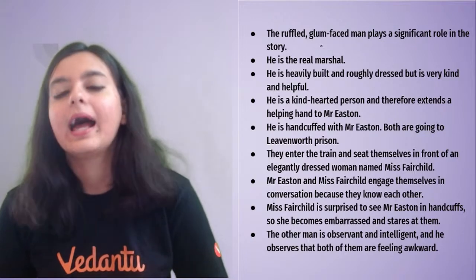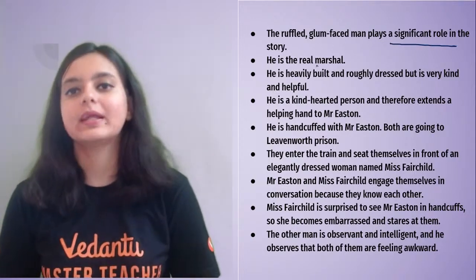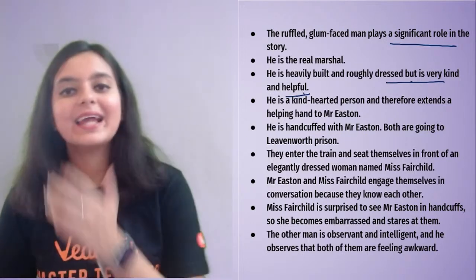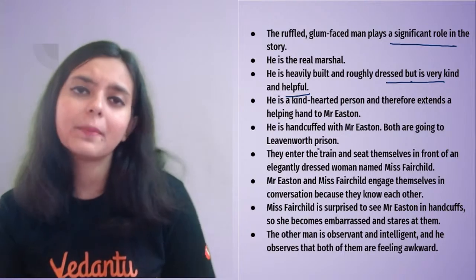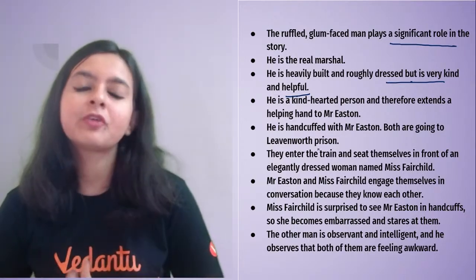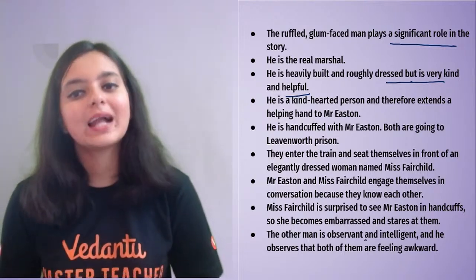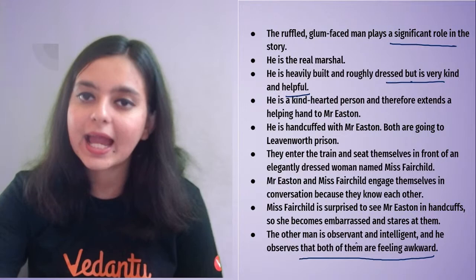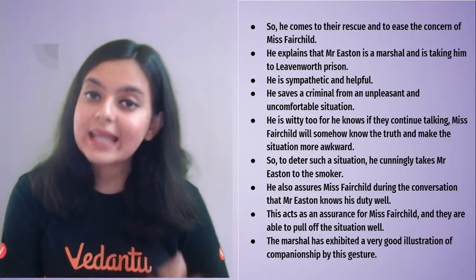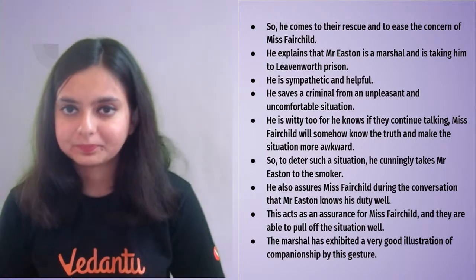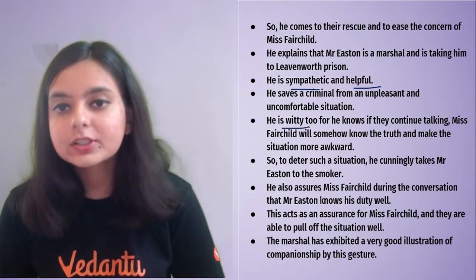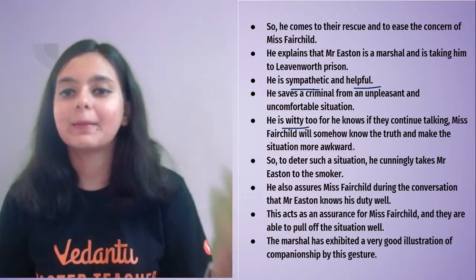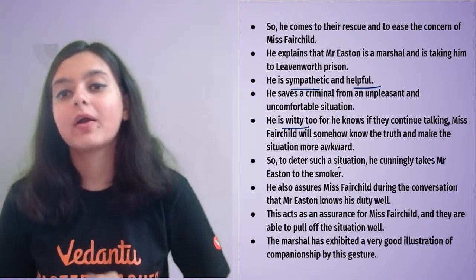So, ruffled, glum-faced man, and he plays a significant role in the story. He is the real Marshal, heavily built, roughly dressed, but we should not go by his appearance because he is definitely kind and helpful. And then you need to talk about how he saved his companion from an embarrassing situation, right? So that is what you need to say. He is observant and intelligent and notices that both of them are feeling awkward. So that is when he decided to save Mr. Easton from that embarrassing position. Sympathetic and helpful, right? And he is also witty, okay, and therefore he helps him in the right situation, so that he could escape from that embarrassing situation when at the end he asks for a smoke, right?